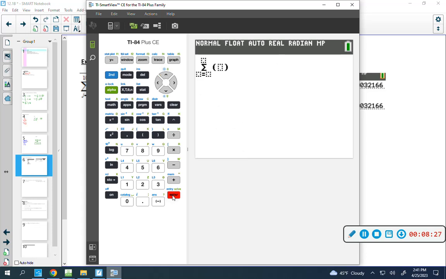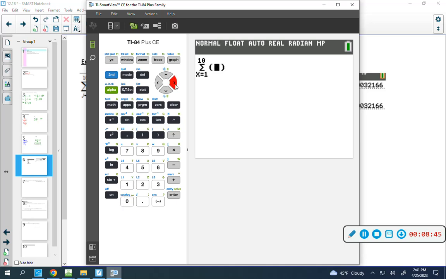Now, the variable I know is J. I don't care, I'm going to make it easy on myself. I'm just going to switch the variable to X because it doesn't matter. So I'm going to use my X button, 1. Right arrow takes you to the top, 10. I already forgot our expression. We got 6 over 3J plus 1.